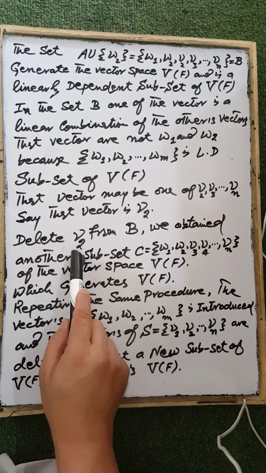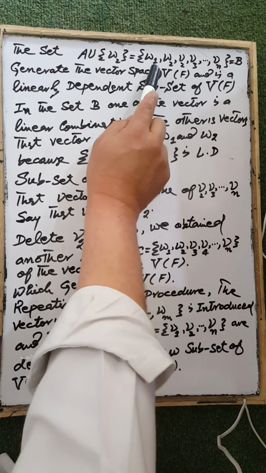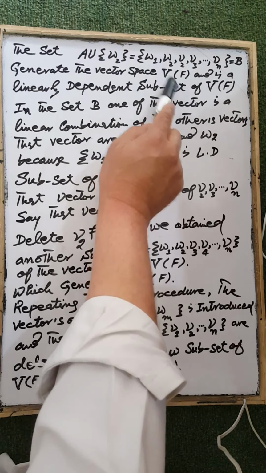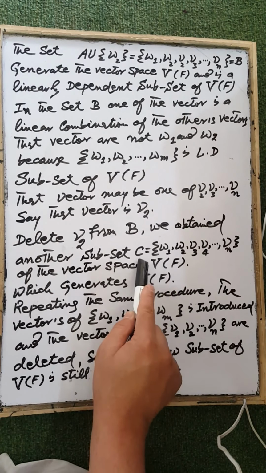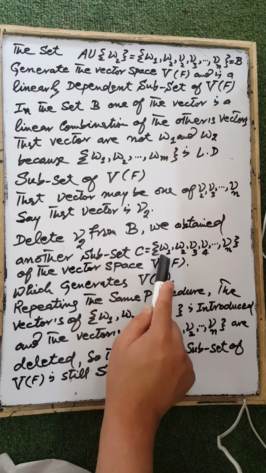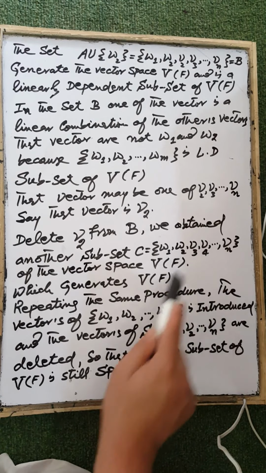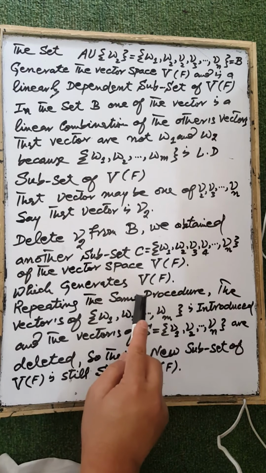We delete the vector v2 from the spanning set B of the vector space V over the field. If we get a new set C, which is a subset of the vector space V over the field, with W1, W2, W3 up to WN, which also span the vector space V over the field.